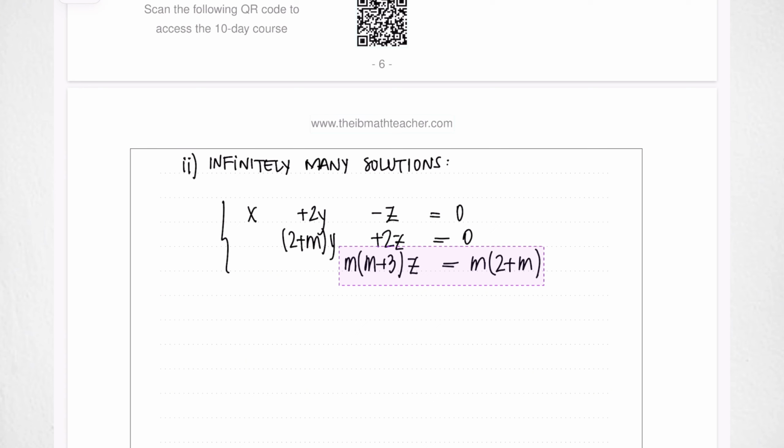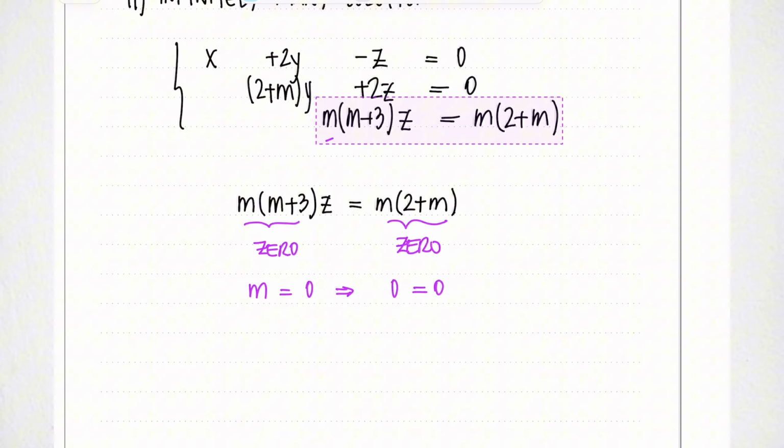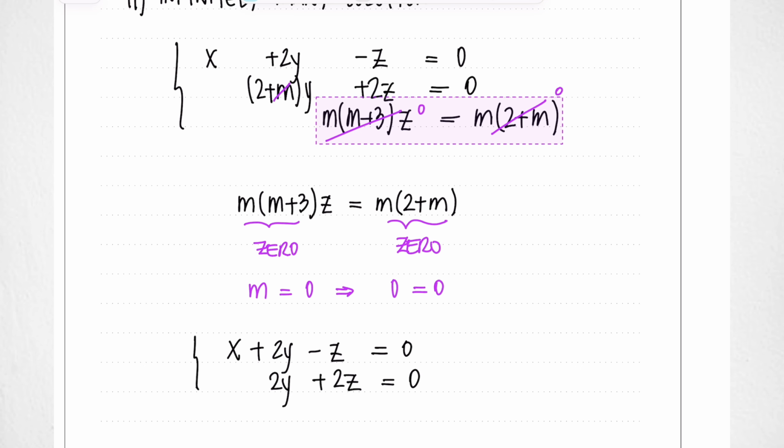Now let's consider the other scenario, which is to have infinitely many solutions. What does that mean in terms of the last equation? It means that we get 0 equals 0, so we pretty much throw the equation away. And in order to get 0 on both sides, we will need m to be 0. In this case, we get 0 equals 0 as the last equation. And if that's the case, by substituting every m by 0, we get x plus 2y minus z equals 0, and 2y plus 2z equals 0 as well.